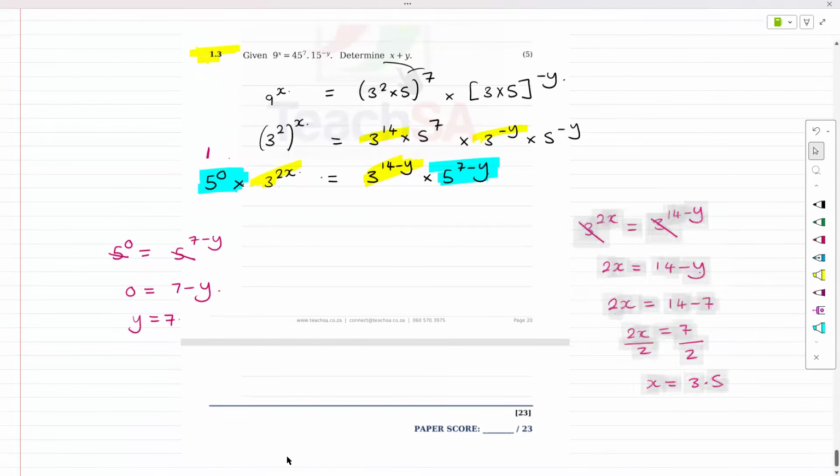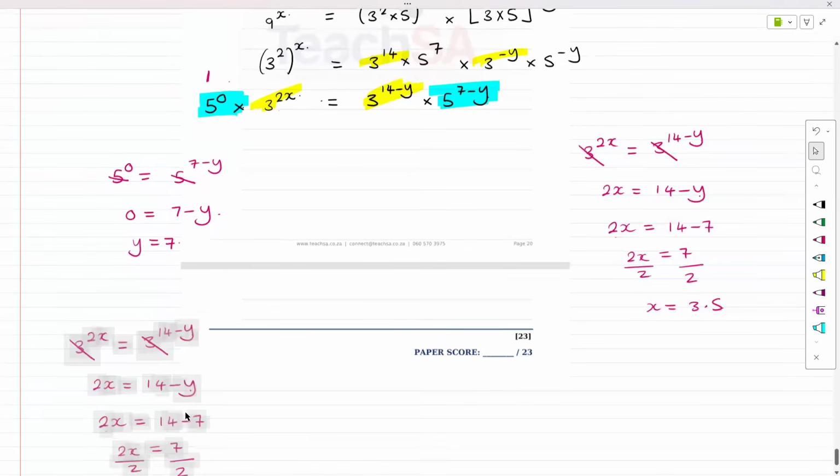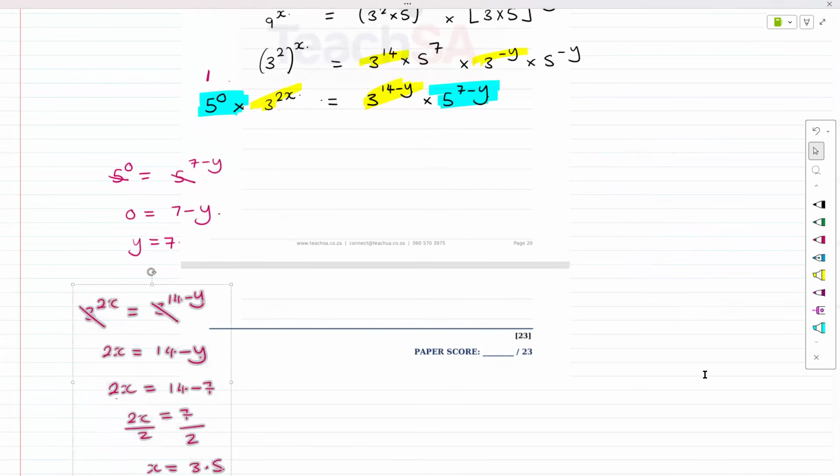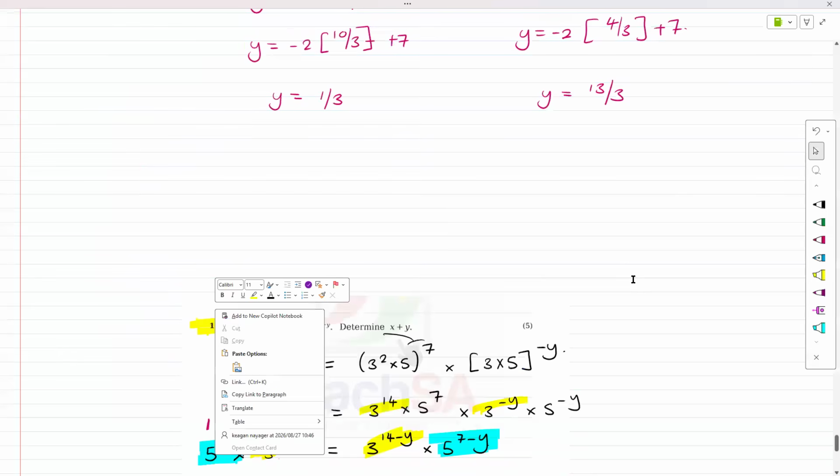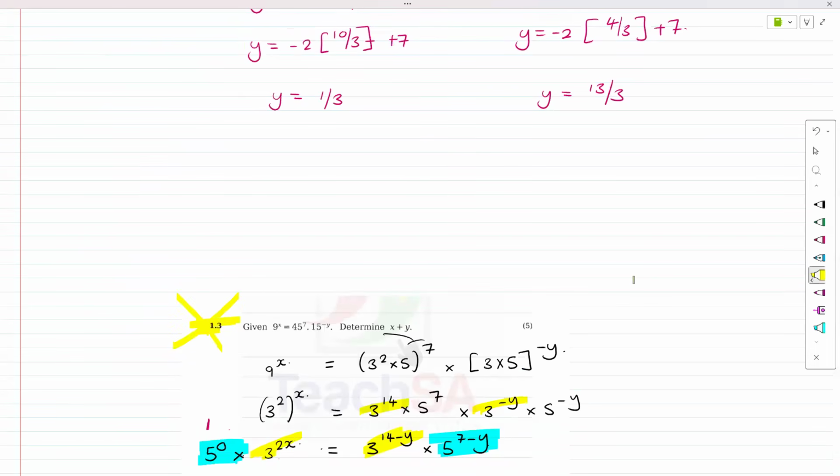But now that I have x and y, please don't forget to answer the question. What they really wanted was for us to solve x plus y. So x plus y would be 3.5 plus 7 equals 10.5. But again, I do understand this question is a bit difficult to deal with, so we will do a lesson where I only do level 4 questions. But that's all there is to this question.